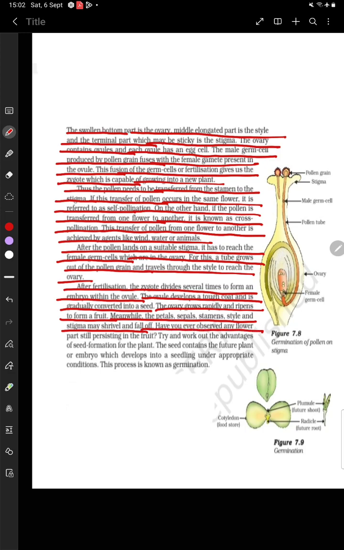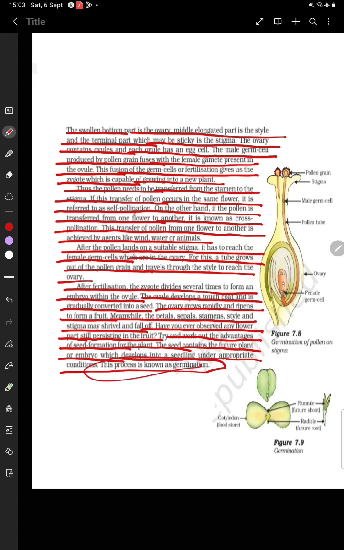When you ever observe any flower part still persisting in the fruit, try and work out the advantage of seed formation for the plant. The seed contains the future plant embryo which develops into a seedling under appropriate conditions. This process is known as germination.